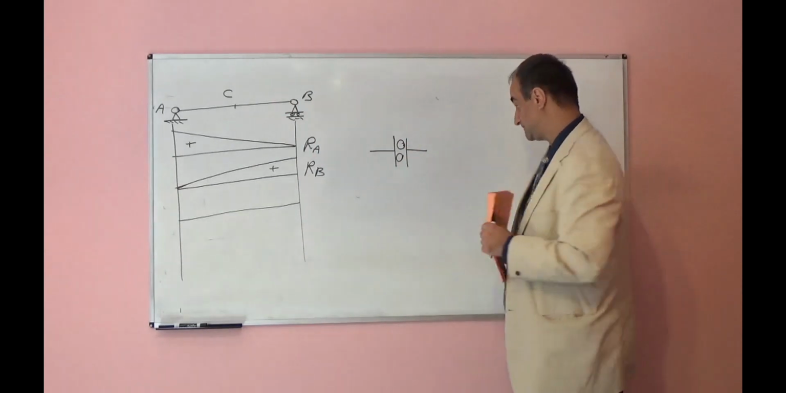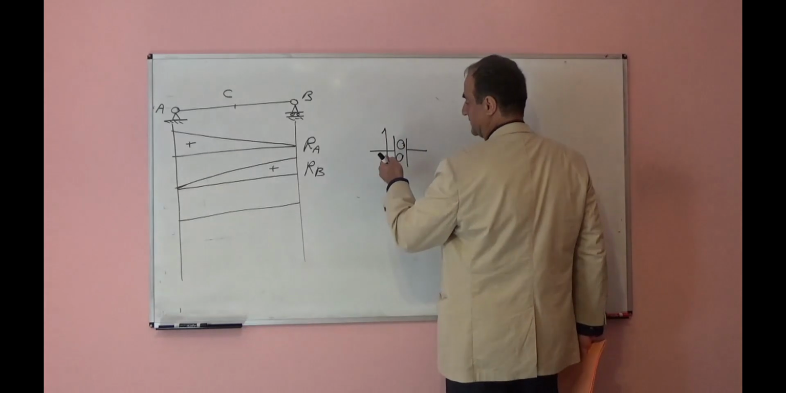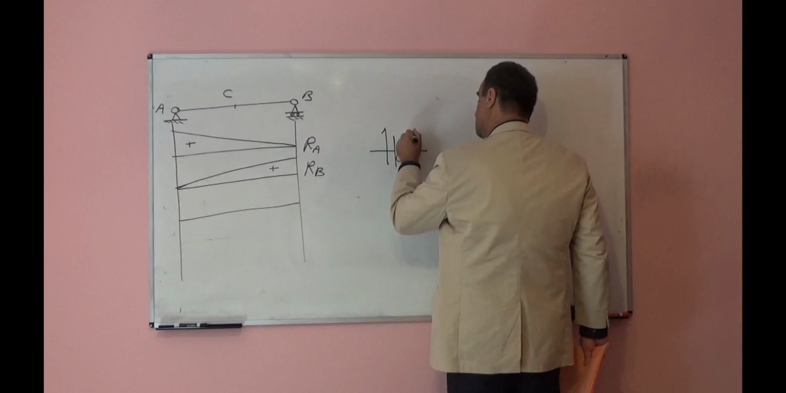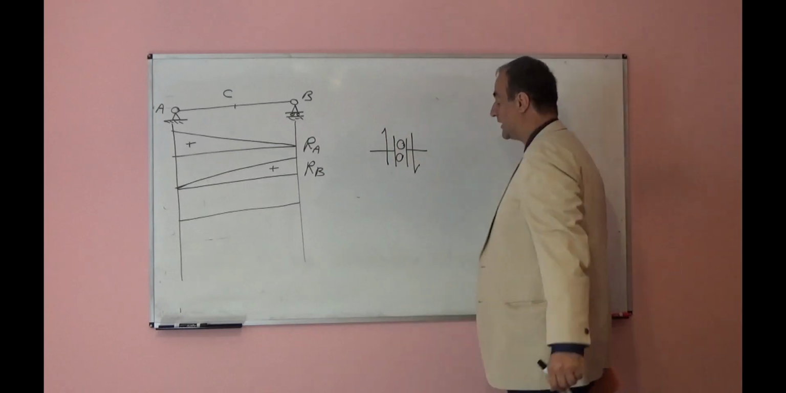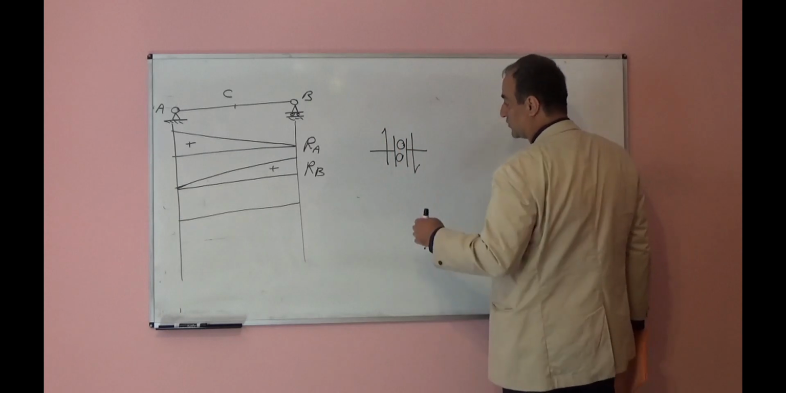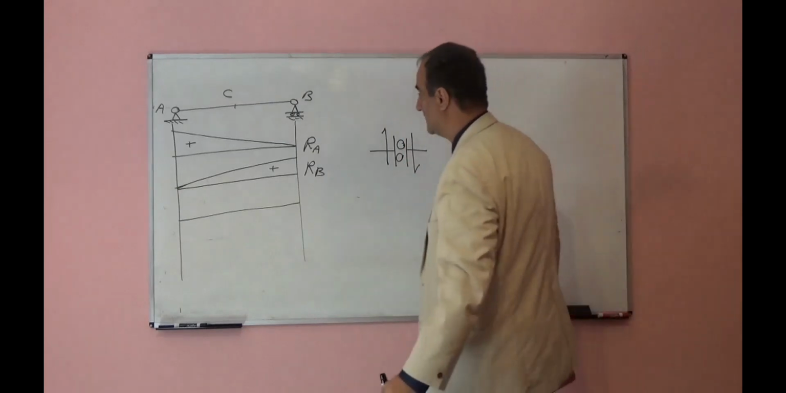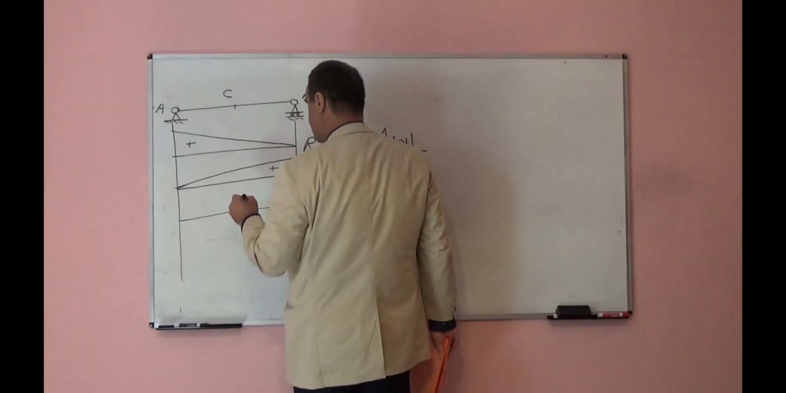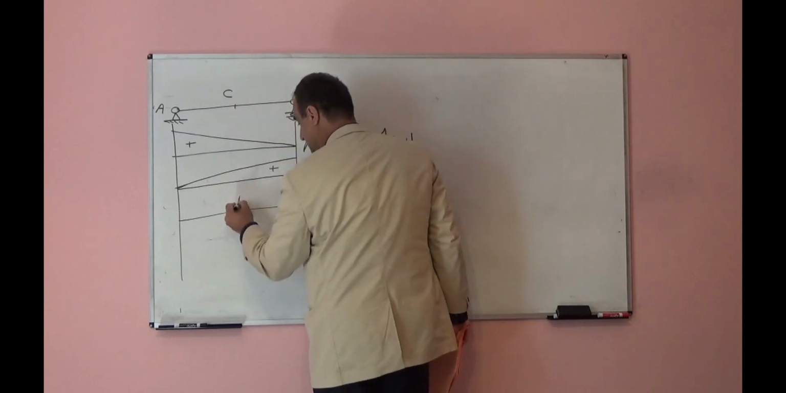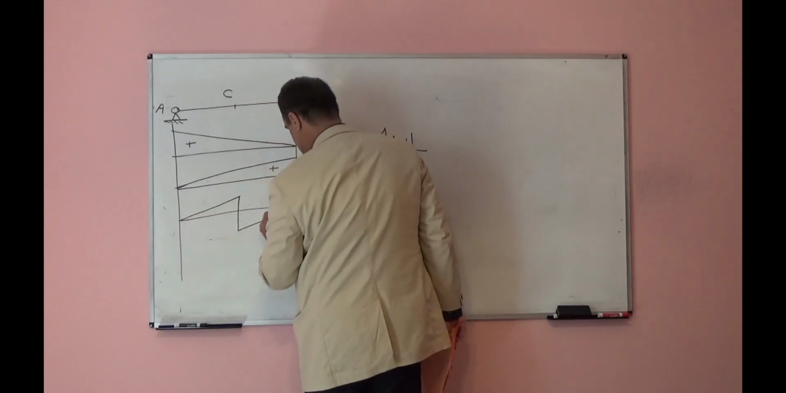Then left side, left side. You will move up, right side you will move down. So you will put this kind of connection over there. This side move up, this side move down. Let's see how I can do that. I will put here, then left up, right down.